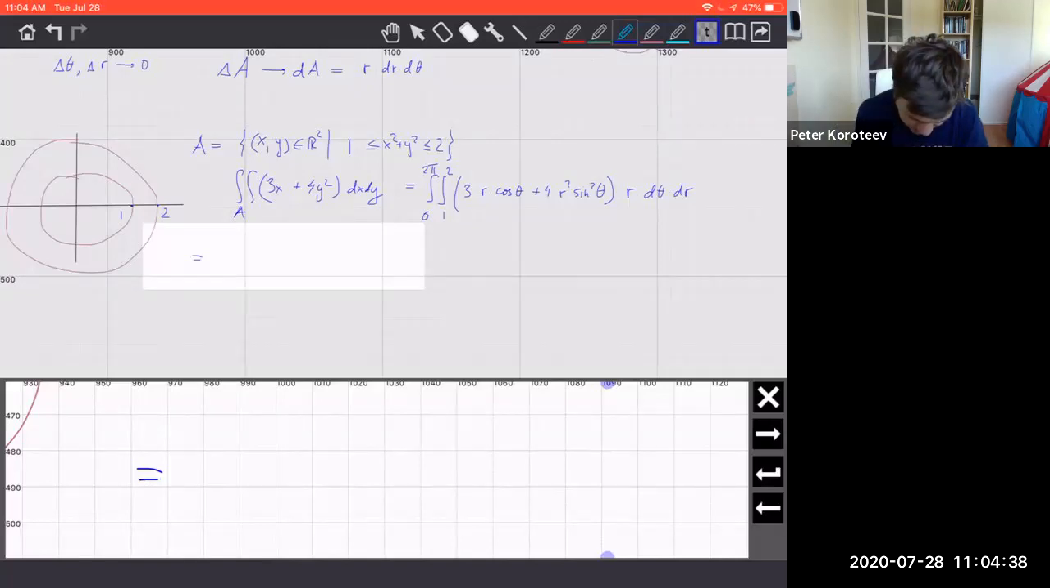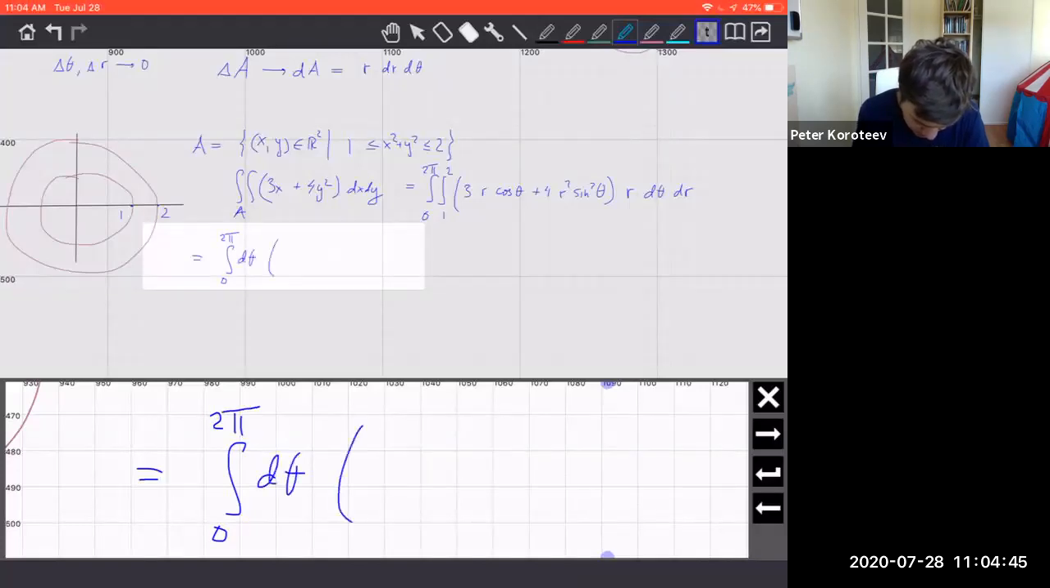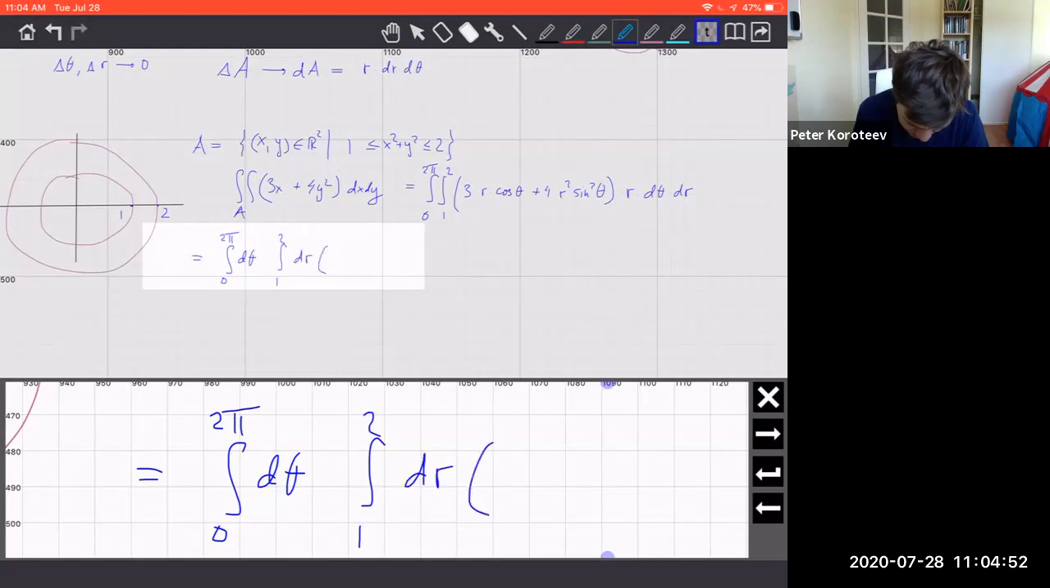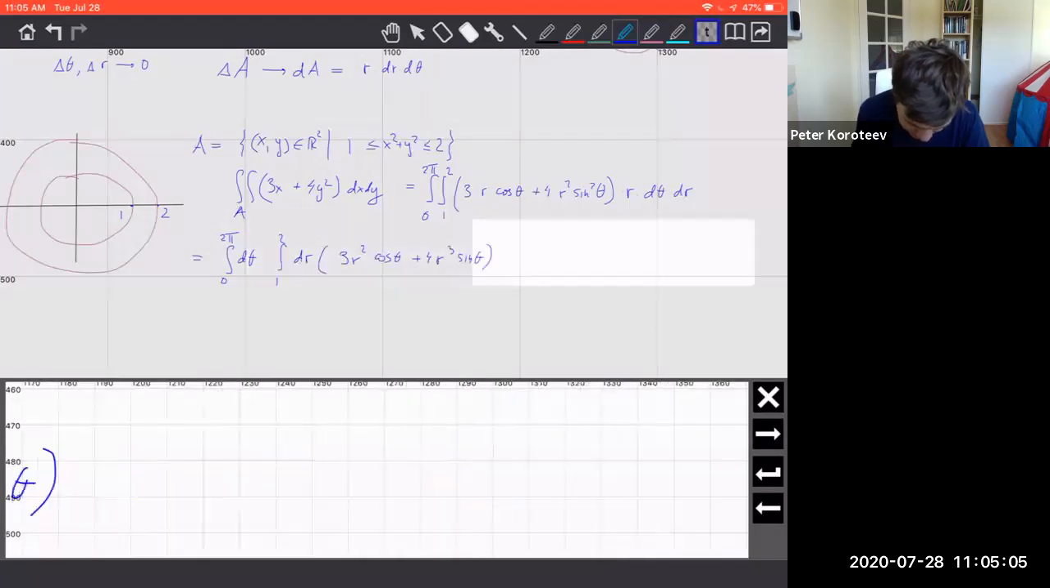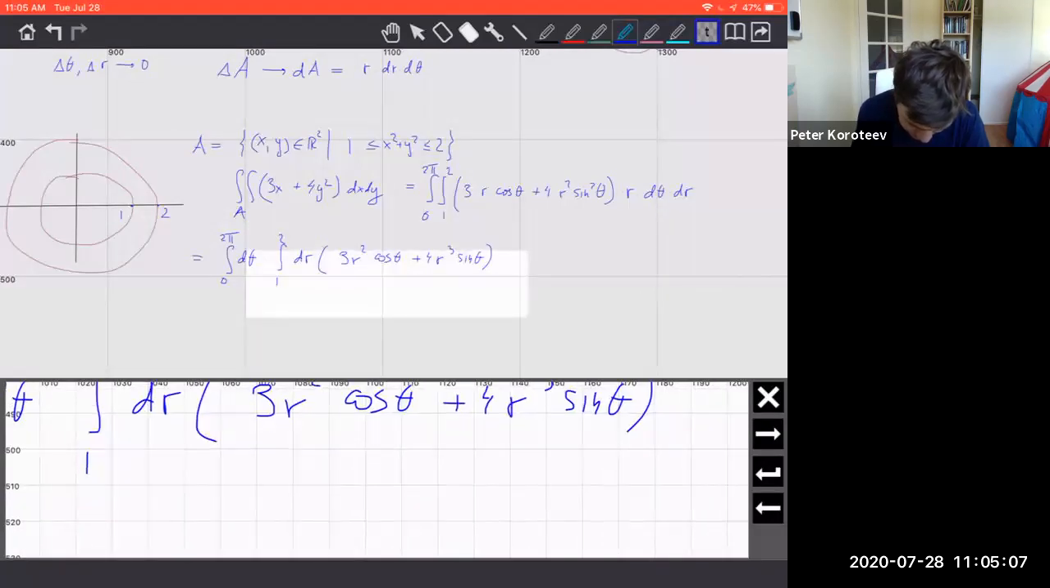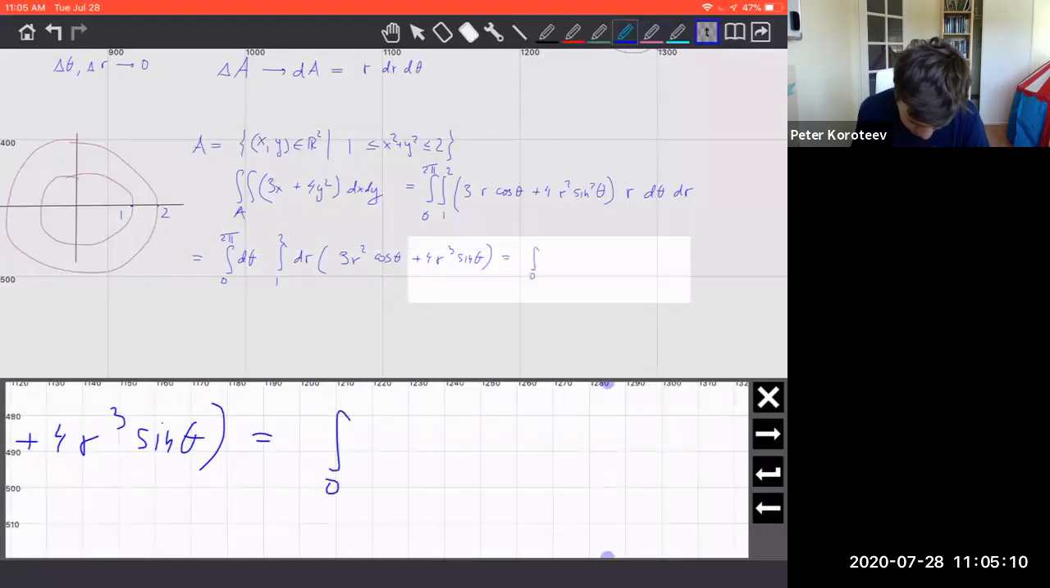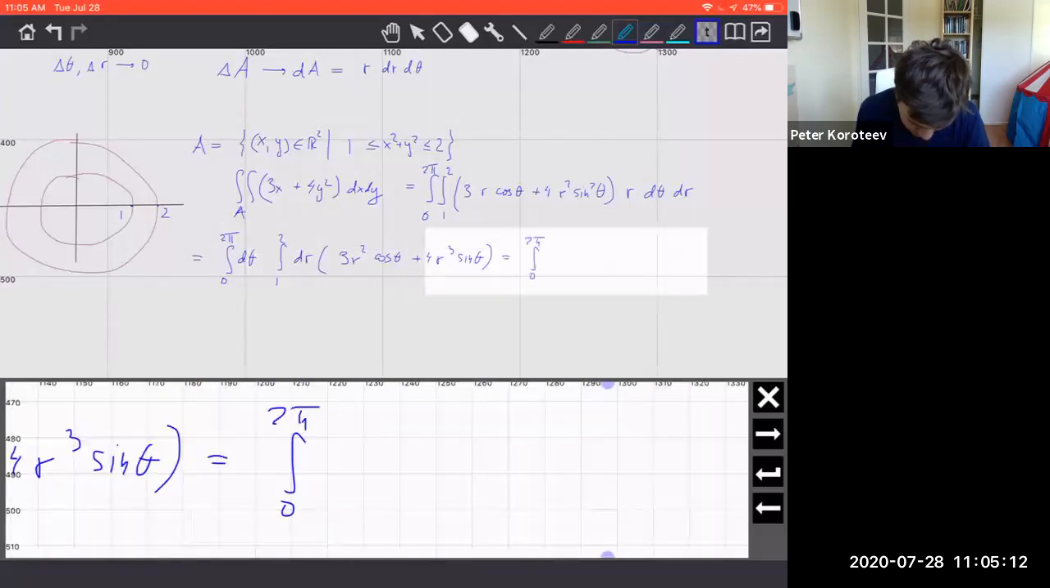And then, what shall we do first? Let's do the r integral first, right? So the integral over theta will stay, and then you have the integral from 1 to 2 of r dr, and then we need to multiply things together. So you have 3r squared cosine theta plus 4r cubed sine squared theta. So the integral here, integral 0 to 2 pi.